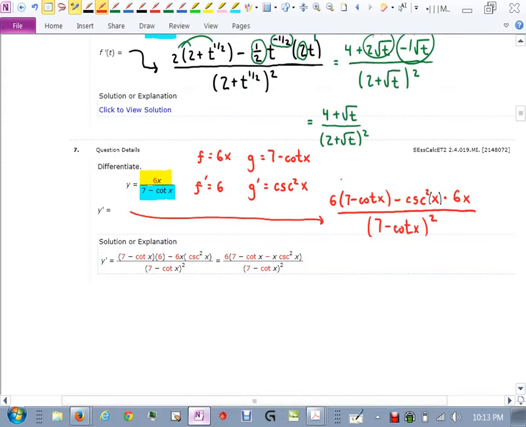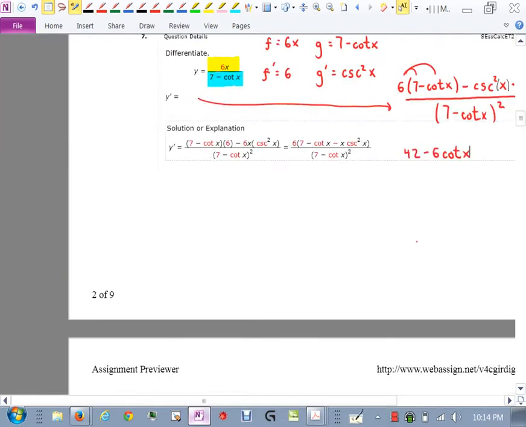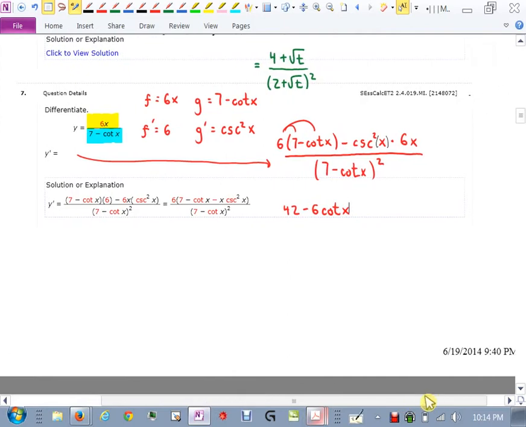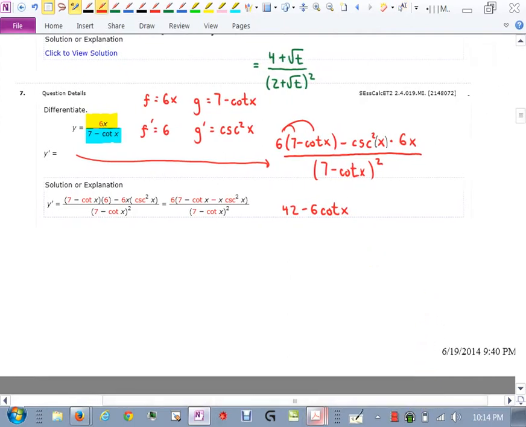And I'll do a little cleanup here. I'll just distribute through here like that. So we've got 42 minus 6 cotangent x. And then here, you can't really do anything to this. So we're just going to have a negative 6. I'll put the constant out front. And cosecant squared x. Oh, 6x. Oops, forgot the x. Cosecant times cosecant squared x all over 7 minus cotangent x squared.